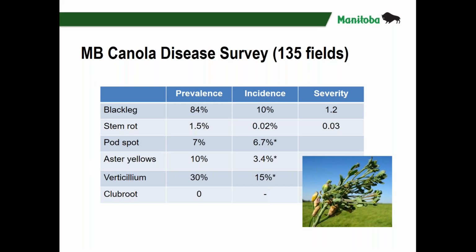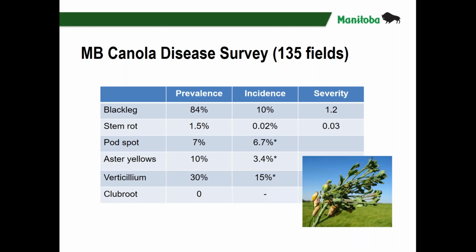Blackleg, as I said, has always been with us. It's at a very high prevalence, that is the number of fields in which we find it. The incidence, though generally lower, it's maybe in 10% of the 100 plants that we survey, and the severity over the last several years has been fairly low, similar to that one rating, which is less than 25% of the cross-section of the stem showing discoloration. Stem rot, as I said, pretty well fell off the map last year.